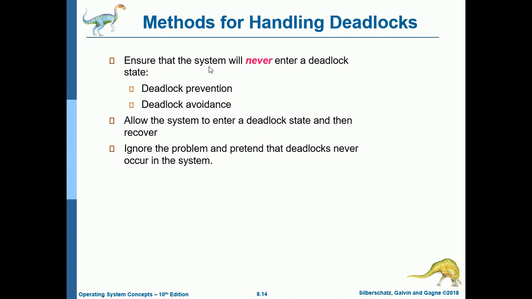Next, we have methods for handling deadlocks. One is to ensure that the system will never enter a deadlock state. We have deadlock prevention and deadlock avoidance. Another is to allow the system to enter a deadlock state and then recover. And then there is to ignore the problem and pretend that deadlocks never occur in the system.